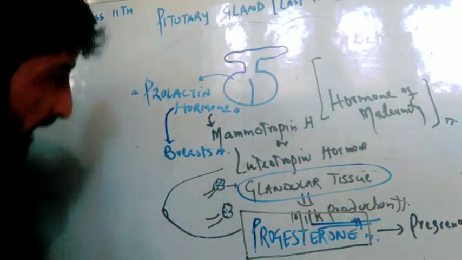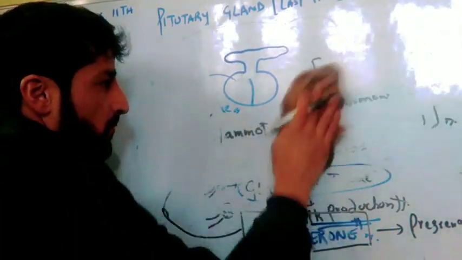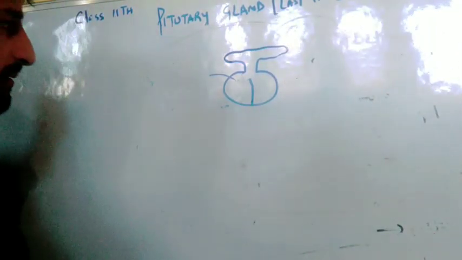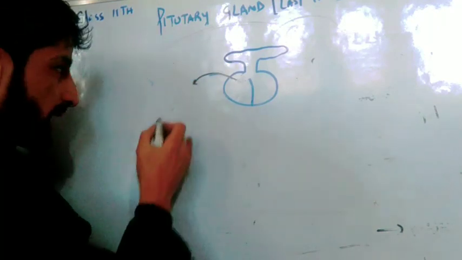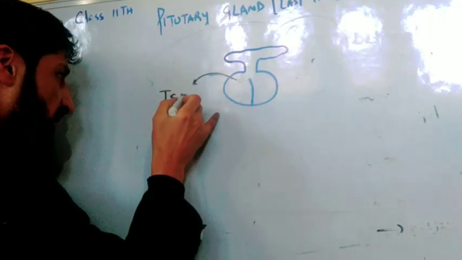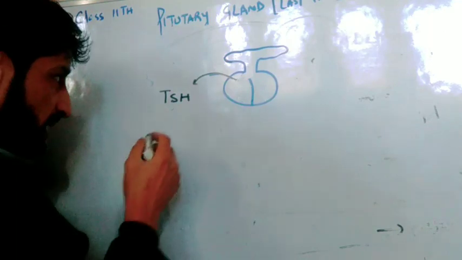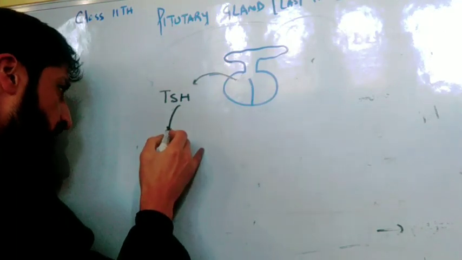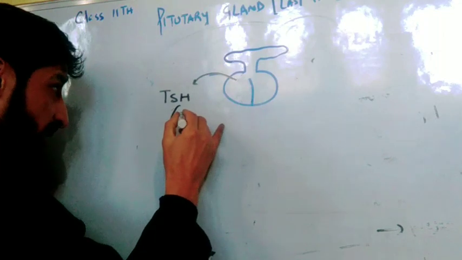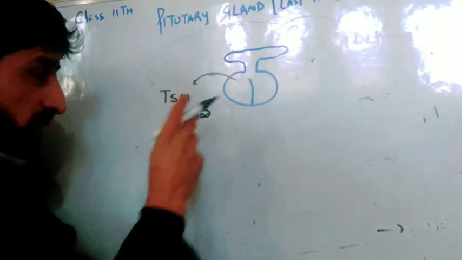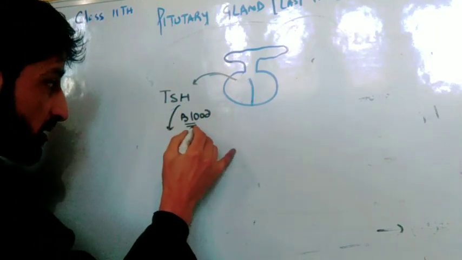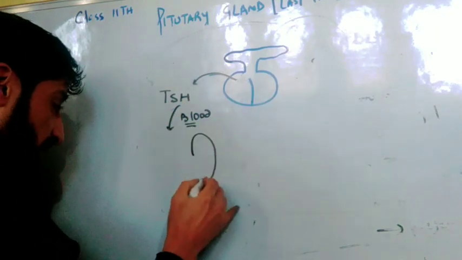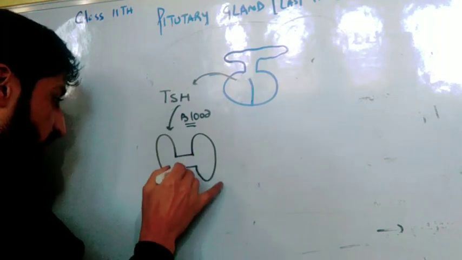Now, next point. From the anterior lobe of pituitary gland, another hormone produced is known as TSH, thyroid stimulating hormone. This thyroid stimulating hormone is also released into the blood like other hormones produced from the anterior lobe of pituitary gland. Blood takes it to the target organ, and the target organ here is the thyroid gland.